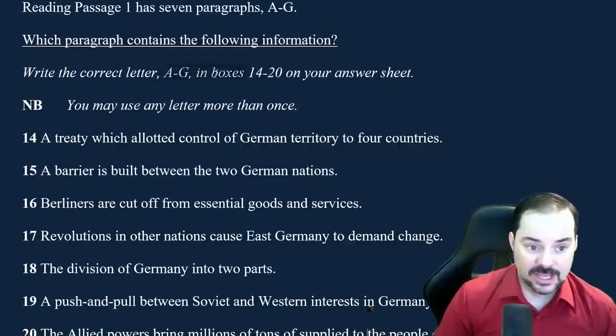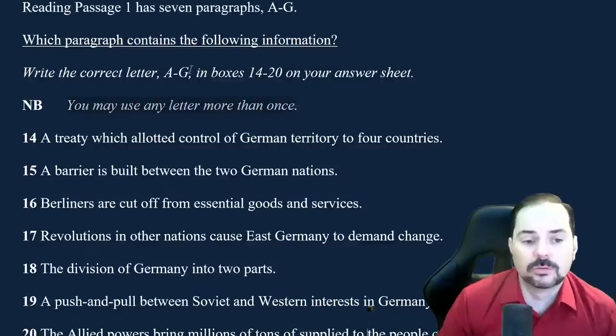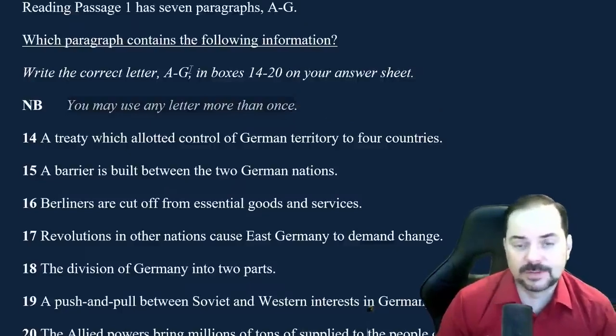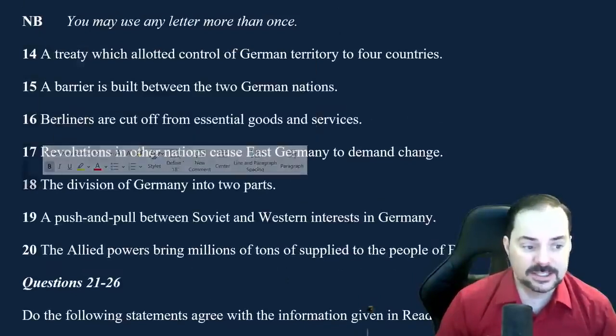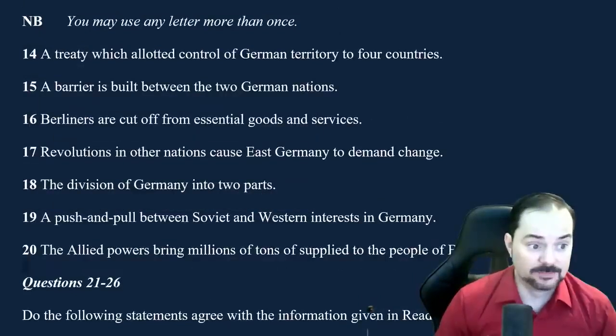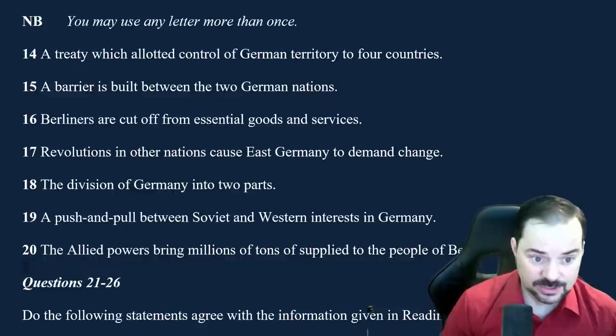Write the correct letter A to G. You can use any letter more than once, so maybe you have one paragraph where you have two answers. And here we have 14, 15, 16, 17, 18, 19, 20. So we have 7 questions.